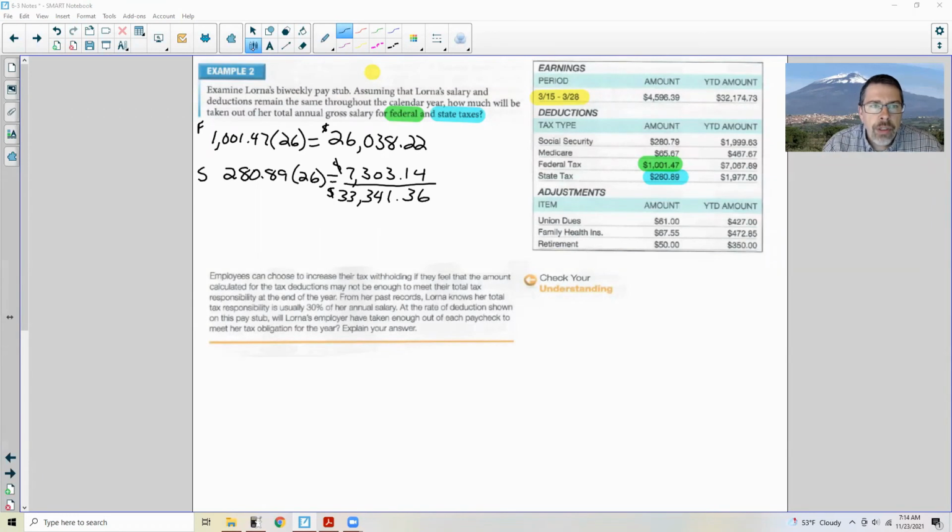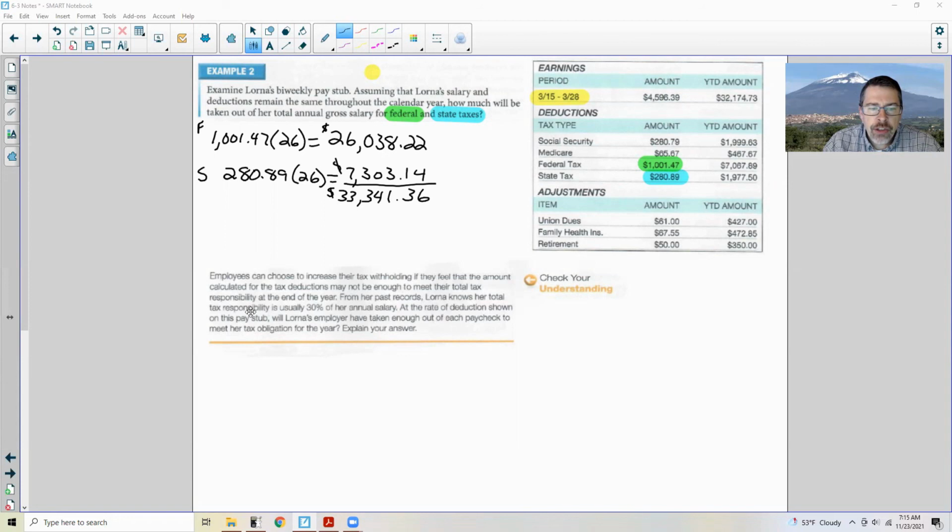Okay, so for the check your understanding, it says employees can choose to increase their tax withholding if they feel that the amount calculated for the tax deductions may not be enough to meet their total tax responsibility at the end of the year. So if that happens, you're going to owe a large sum all lump. And a lot of people will want to avoid that. They'd rather pay pretty close. You want your taxes to be near zero, but if anything, you want to overpay just a little so that you get money back rather than having to pay in more at the end of the year. So from her past records, Lorna knows her total tax responsibility is usually 30% of her annual salary.